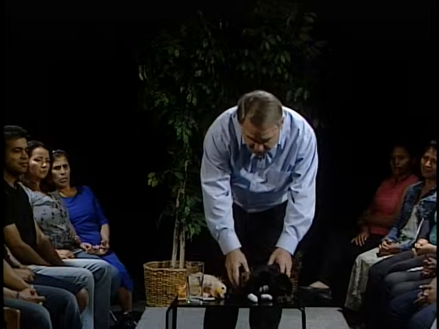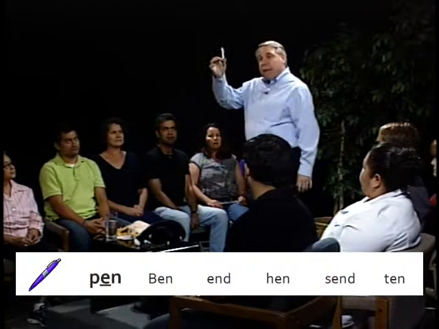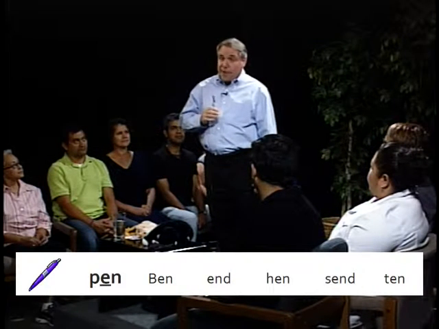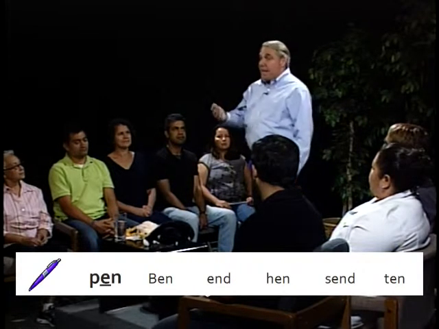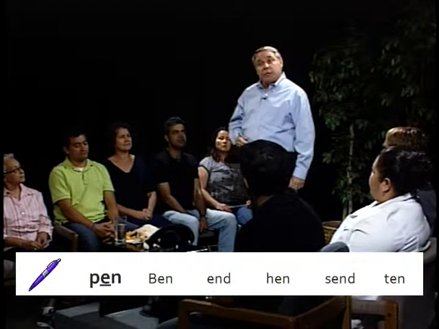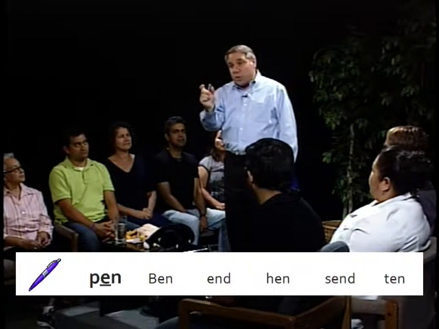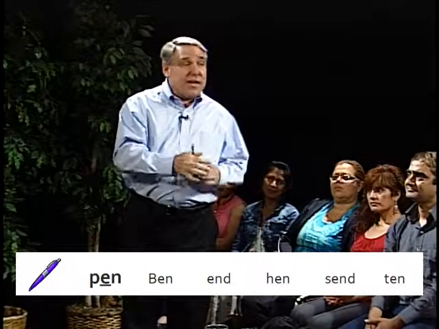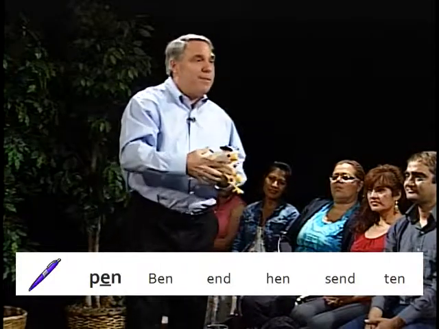Okay, so let's go to the next set of words. This set of words deals with the sound e, as in pen. It's pen, not pain. Pain means it hurts. Pen is something that we write with. Ben is the name of a man, and it rhymes with it. As you see, we're using monosyllable words to teach these sounds, so it makes it easy for the students. The end of something. The hen, which is the female chicken.